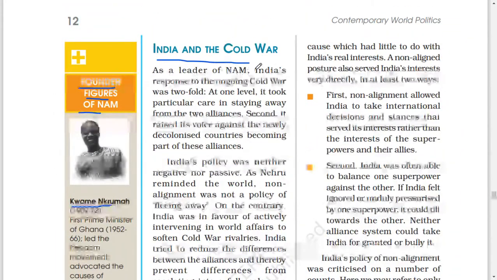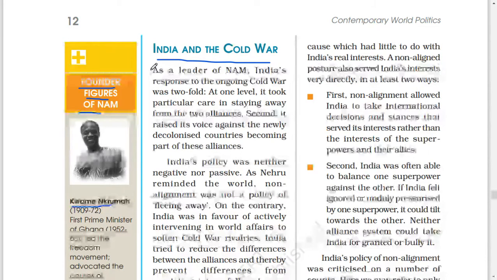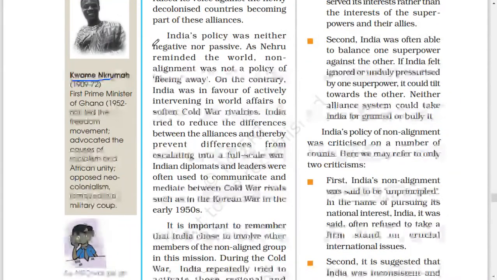India and the Cold War. As a leader of NAM, India's response to the ongoing Cold War was twofold. At one level, it took particular care in staying away from the two alliances. Second, it raised its voice against the newly decolonized countries becoming part of these alliances. India's policy was neither negative nor passive.